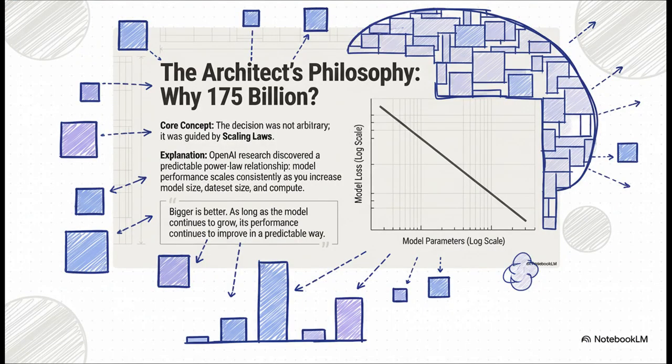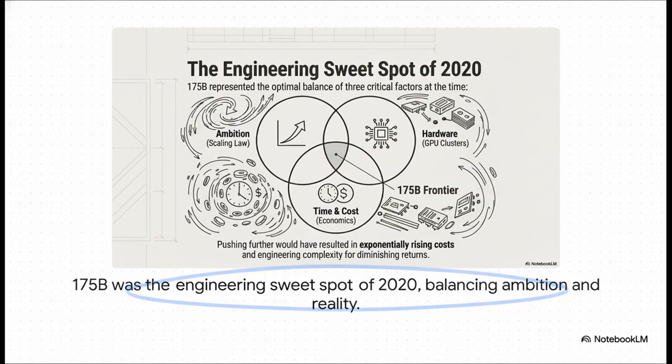It was all guided by this incredible research from OpenAI on something they called scaling laws. They basically discovered what's almost like a law of physics for AI. As you make a model bigger, add more data, more parameters, its performance just gets predictably better. The philosophy was really simple. Bigger is actually better. So the obvious next question is, why stop there? Why was 175 billion the magic number?